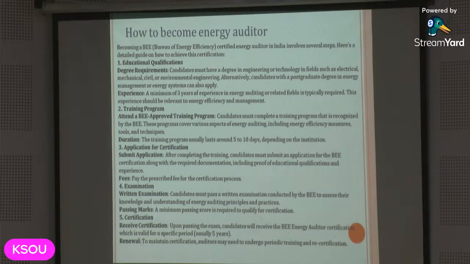Then you need to attend a training program that is approved by BEE, the Bureau of Energy Efficiency. The duration of training should be around 5 to 10 days. Then after completing all these things, you need to submit an application, then pay the prescribed fees. Then there will be an examination, and there will be passing marks. Then you will get a certificate. So these are the minimum requirements to become an energy auditor. This is under BEE rules.